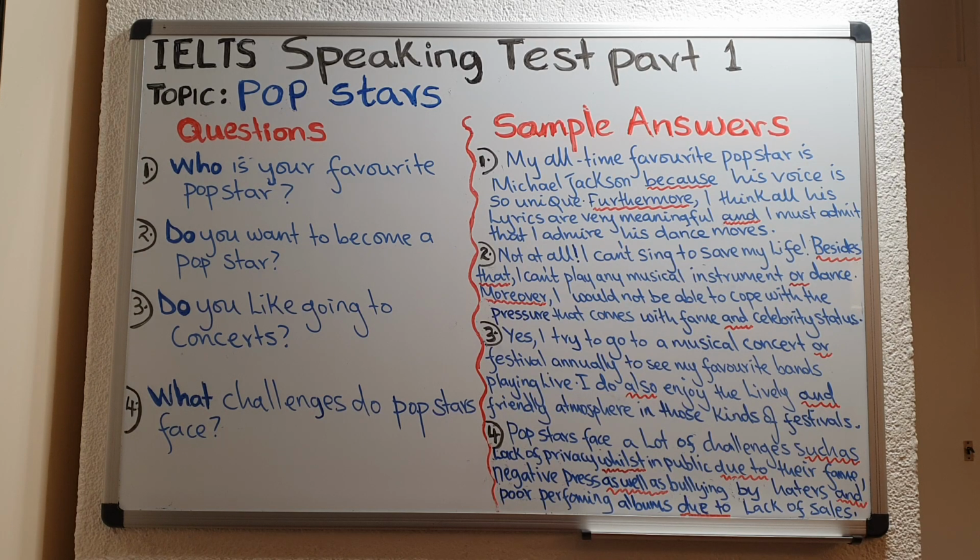Now, I hope you had no problems answering those questions, but if you did, remember you have the sample answers that I'm now going to read for you once more. Sample answer 1. My all-time favorite pop star is Michael Jackson because his voice is so unique. Furthermore, I think all his lyrics are very meaningful, and I must admit that I admire his dance moves.